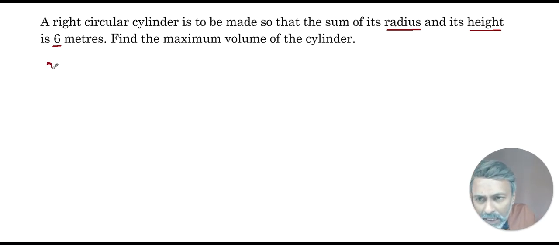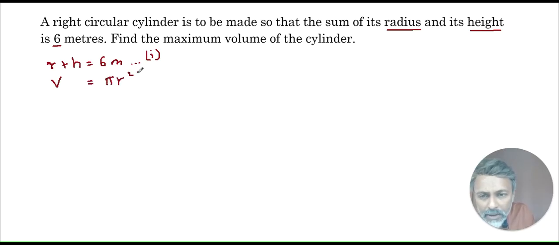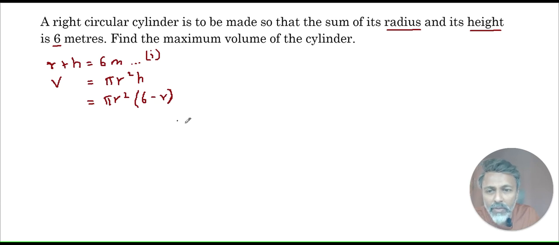Let's write R plus H is equal to 6 meters. Equation 1. To find the maximum volume of the cylinder, the formula is pi r square h. We take out one of them, either R or H. Let's take out H. So we can write H as 6 minus R from equation 1. Let's multiply this. So 6 pi R square minus pi R cube is our volume function in R.